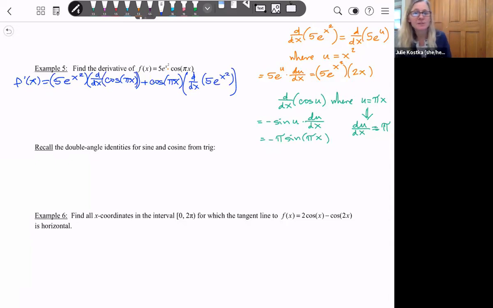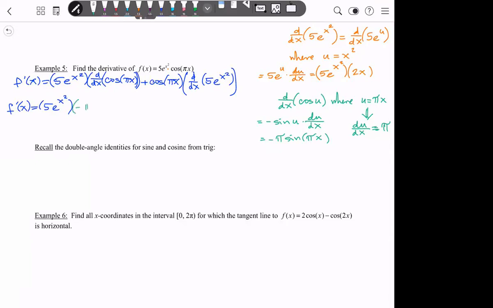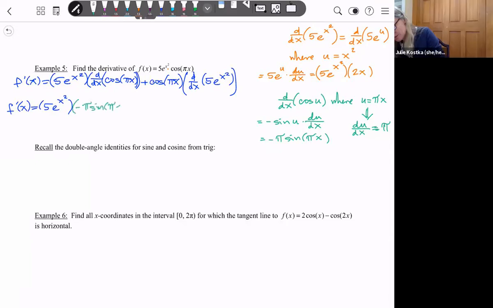All right, so now let's plug things in. My f prime of x is, leave that 5e to the x squared alone, and cosine of pi x, its derivative was negative pi sine of pi x, there it is. And then plus, leave the cosine of pi x alone, and we want the derivative of 5e to the x squared, and we found that earlier. I'm going to put those pieces together and just call it 10x e to the x squared.